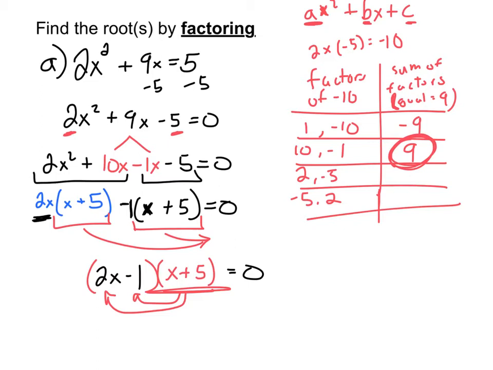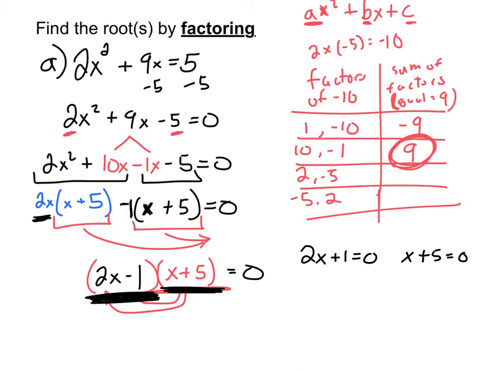Lastly, I noticed that if 2x minus 1 were to equal 0, then the whole thing would equal 0, because anything times 0 is 0. And if x plus 5 were to equal 0, then the whole thing would equal 0 because anything times 0 is 0. So I'm going to set up both of those. If 2x minus 1 equals 0, we would have a solution to the equation. And if x plus 5 equals 0, we would have a solution to the equation.